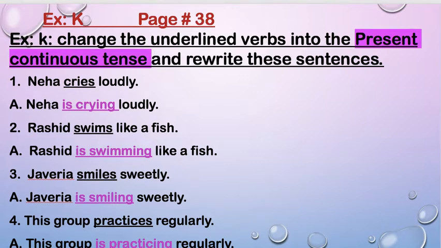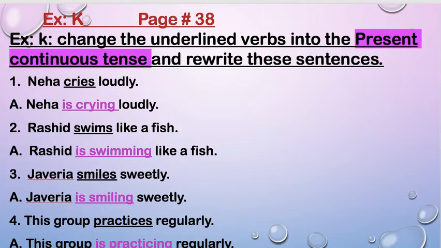Neha is the subject here and it is in singular form. That's why the helping verb will also be in singular form, is, and cry is crying. So here we are adding ing to the verb in order to change from simple present tense to present continuous tense. Next, Rashid swims like a fish.